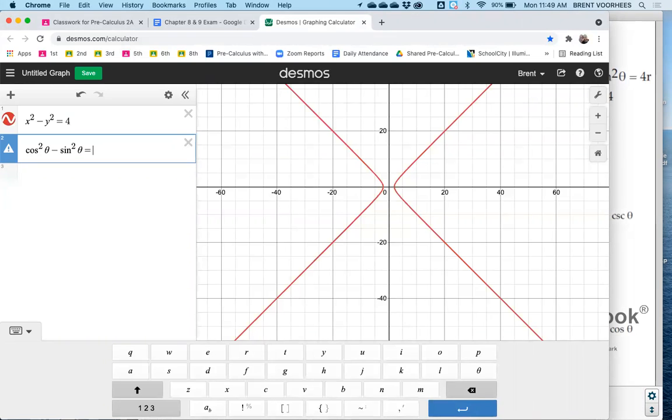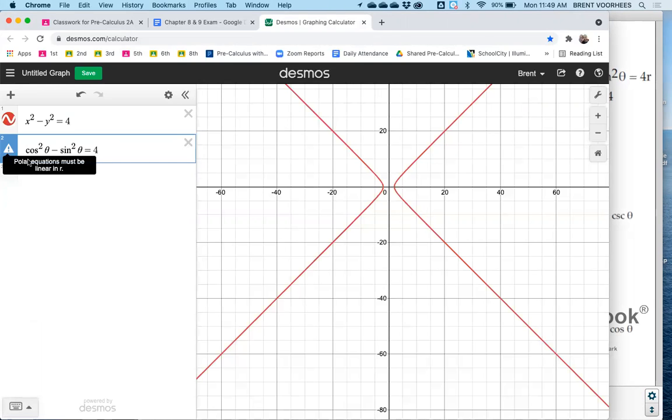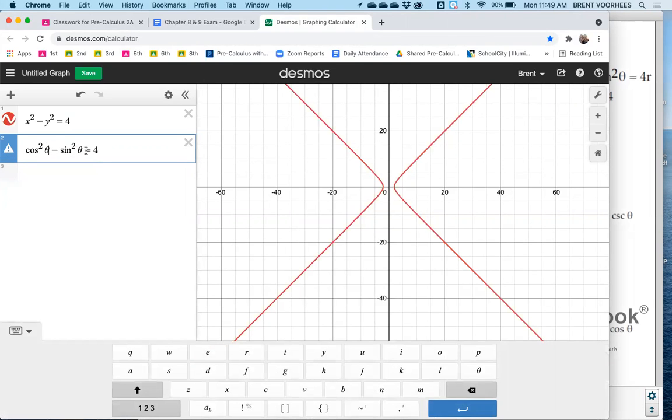Equals 4. And what you're going to find out is there are a couple of rules on Desmos when you're graphing an equation. You can click on it and it'll let you know. If you're using a theta but there's no letter r in there, you're going to have to switch the theta to an x. It's just how it works. It's kind of unfortunate.